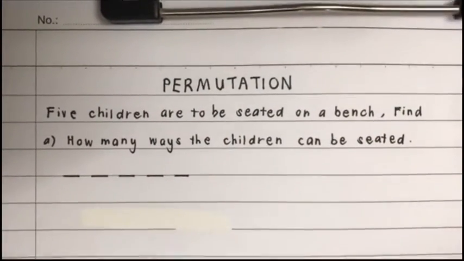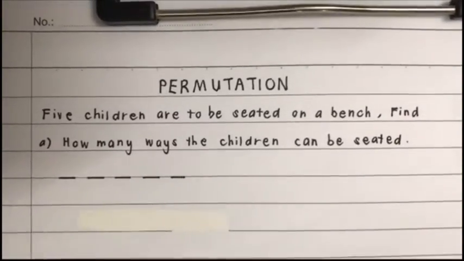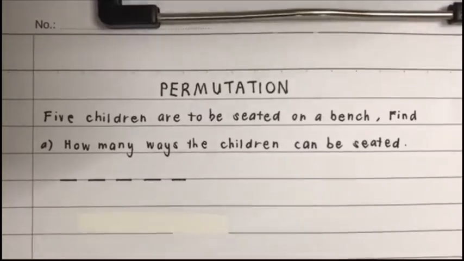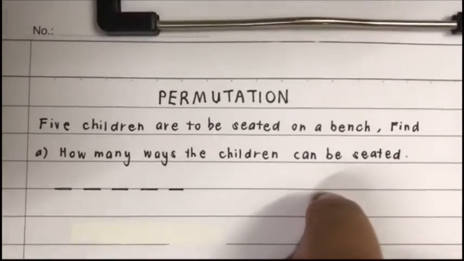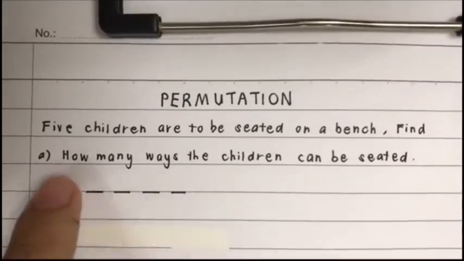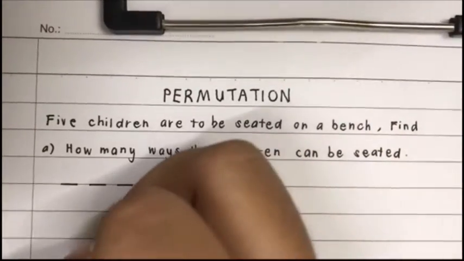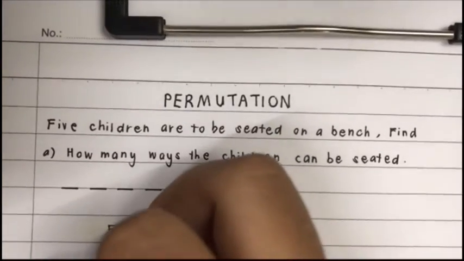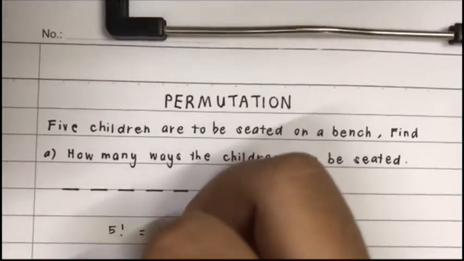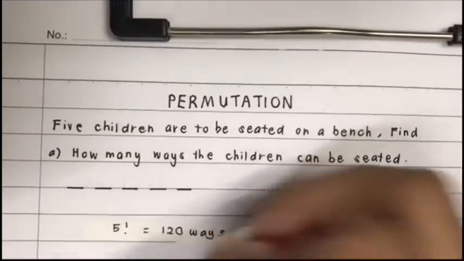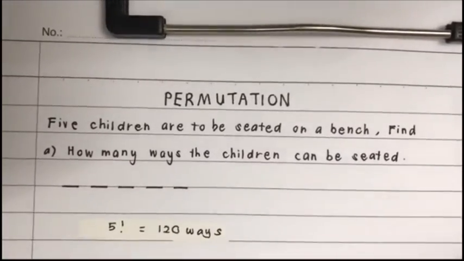5 children are to be seated on a bench. Find how many ways the children can be seated. Since this question doesn't need to apply any restriction, we can simply calculate 5 factorial, equal to 120 ways the children can be seated.